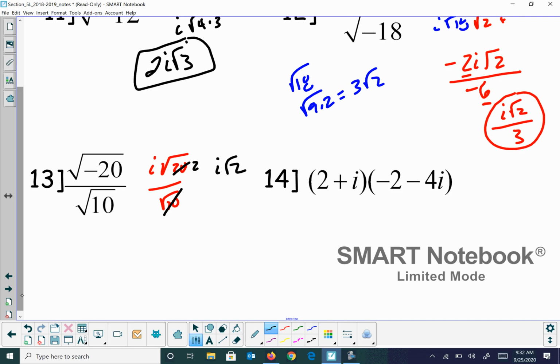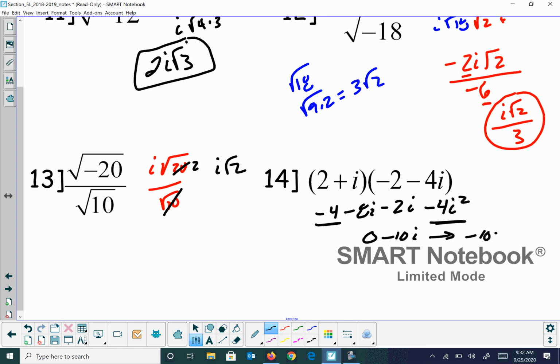I'll FOIL this one out. These are not conjugates, so I'm going to get negative 4 minus 8i minus 2i minus 4i squared. This right here is going to become positive 4, so positive 4 added to negative 4 is 0. And then 0 minus 10i, or you could just leave the answer as negative 10i. It's your choice. I think both answers are correct.